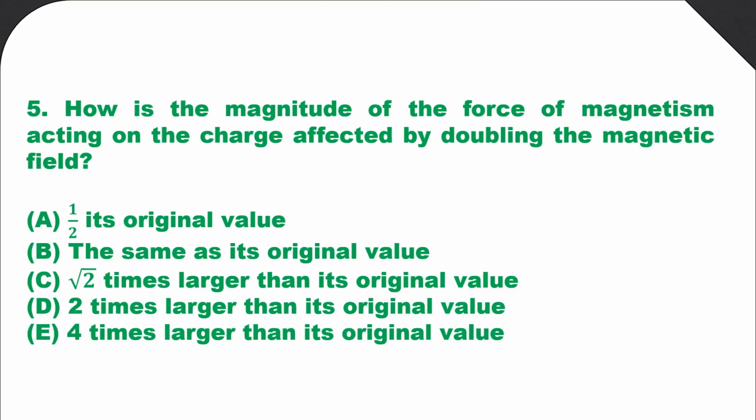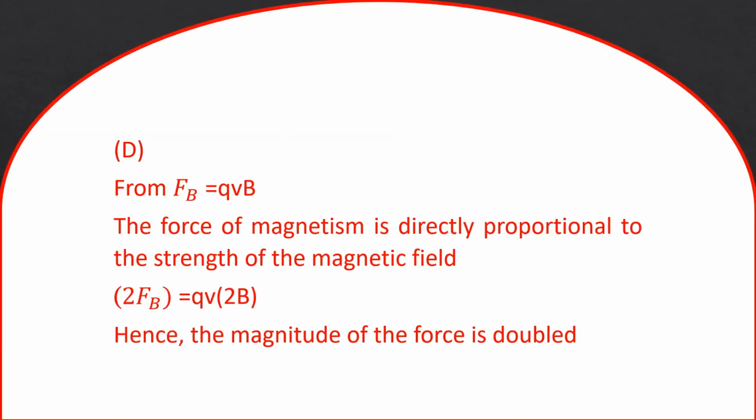So applying the equation F equals QvB, where F is the force due to the magnetic field, F subscript B. So the force is equal to Q, which is the charge, v, the velocity, and B, which is the magnetic field. So the force of magnetism is directly proportional to the strength of the magnetic field according to the equation.